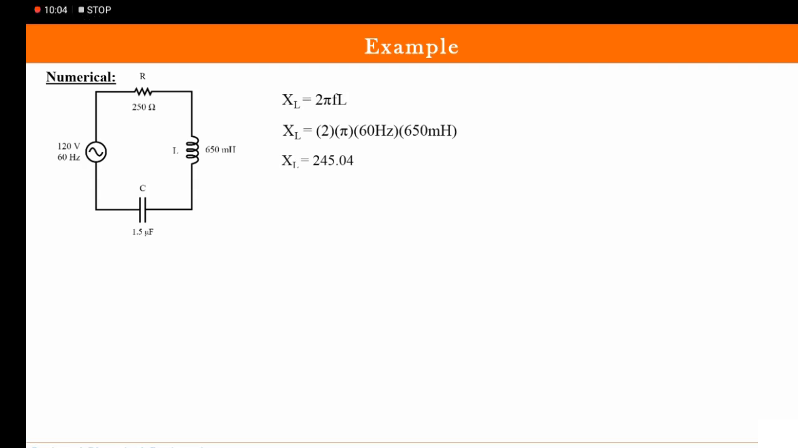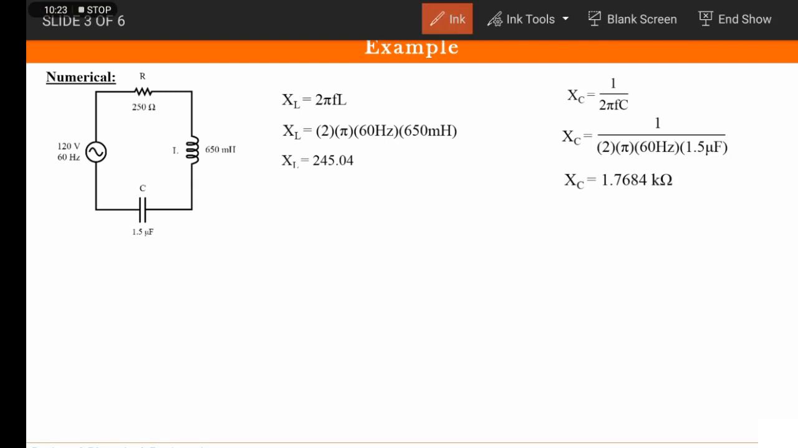So it is 245.04. The next step is to calculate XC. So it is 1 upon 2 pi FC. So again we will put all the values and we will calculate XC, which comes out to be 1768.4 ohms, or it comes out to be 1.7684 kilo ohms. Fine.